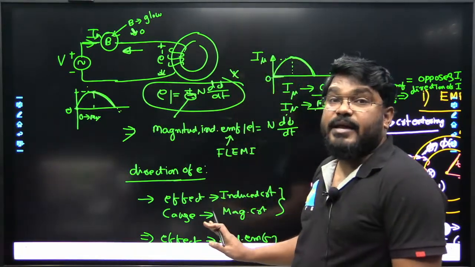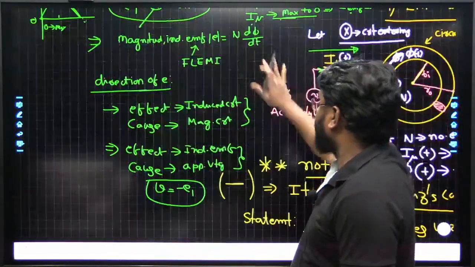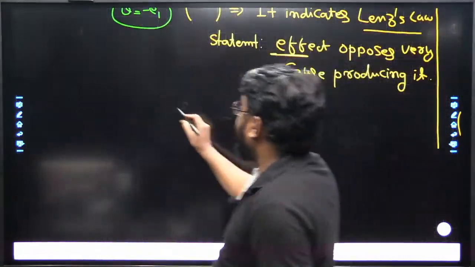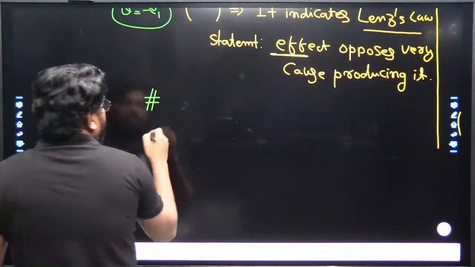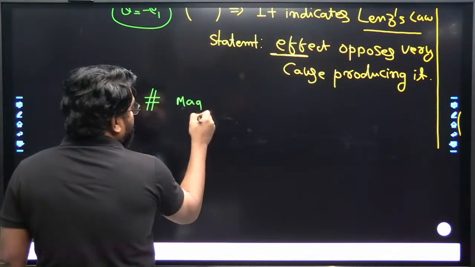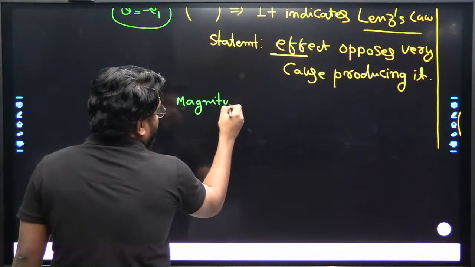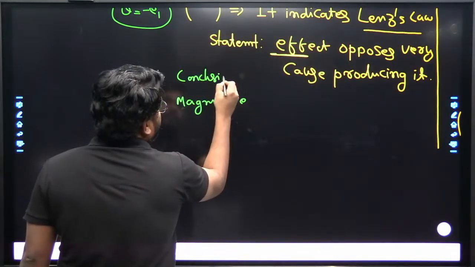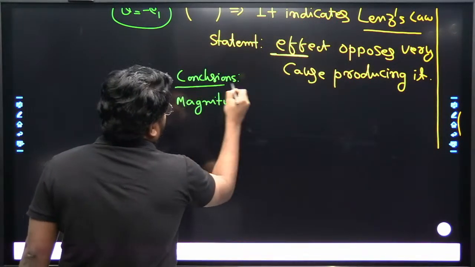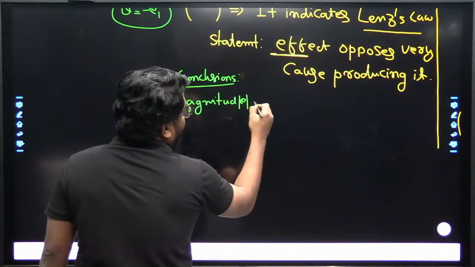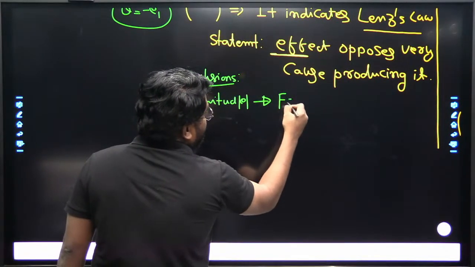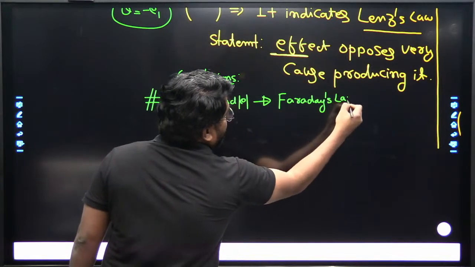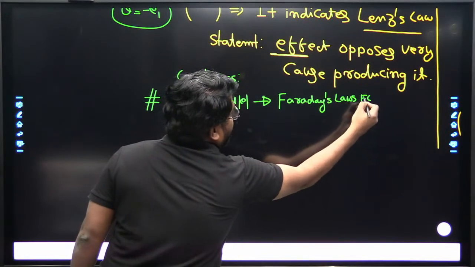Okay, is that clear everyone? So what we conclude here, the conclusions, are very important. The magnitude of induced EMF can be obtained by using Faraday's laws of electromagnetic induction.